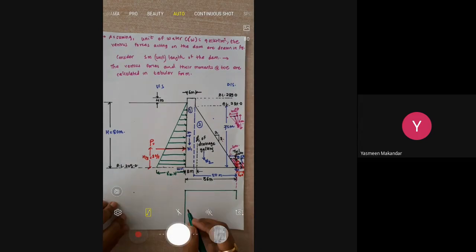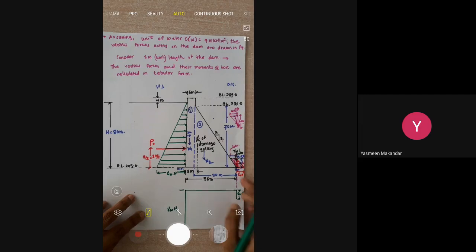So this will be gamma W into H, whereas this is gamma W into H dash, right? So if space is available, here you can mention the values. What is the value of gamma W into H dash? You can write it over here, and you can write gamma W into H value over here.